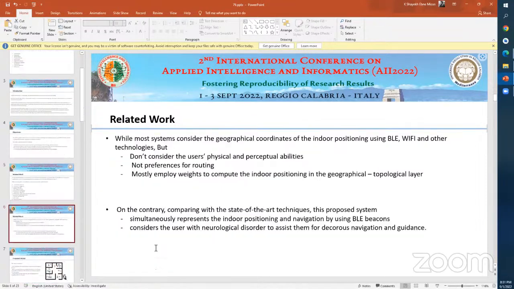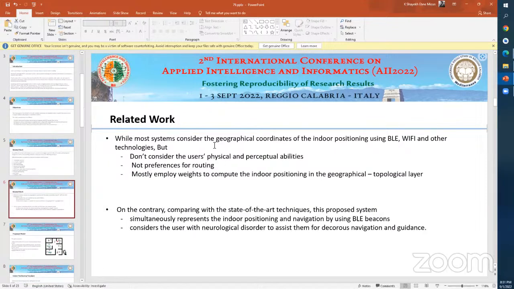the gap found here is that most systems consider the geographical coordinates for interpositioning using BLE, Wi-Fi, or other technologies, but they never consider the user's physical and perceptual abilities. Second, there is no preference for routing; they only prefer positioning, and mostly employ weights to compute the interpositioning in the geographical topological layer. On the contrary, this proposed system simultaneously represents interpositioning and navigation by using BLE beacons, and considers users with neurological disorders to assist them with proper navigation and guidance.